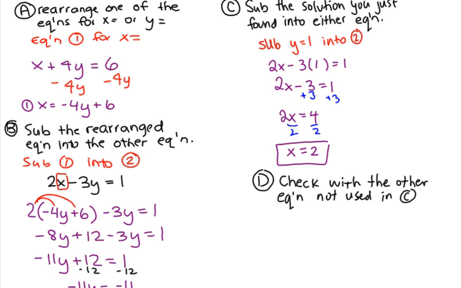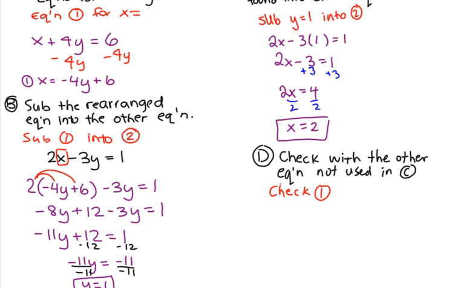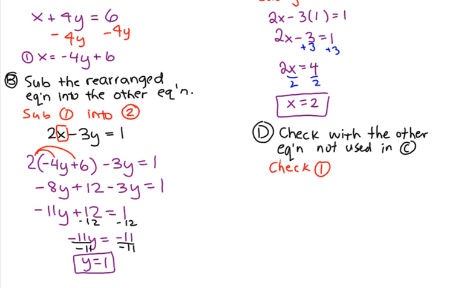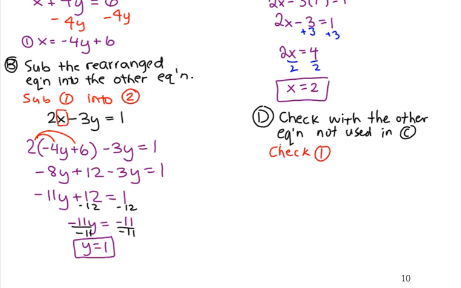We used equation 2, so in this case, we're going to check with equation 1. We just want left side equals right side, right? What was equation 1 again? Can somebody help me? X plus 4y equals 6. Okay, what's our x? 2 plus 4 times 1 should equal 6. Does that check out? Yep. And now we're done.